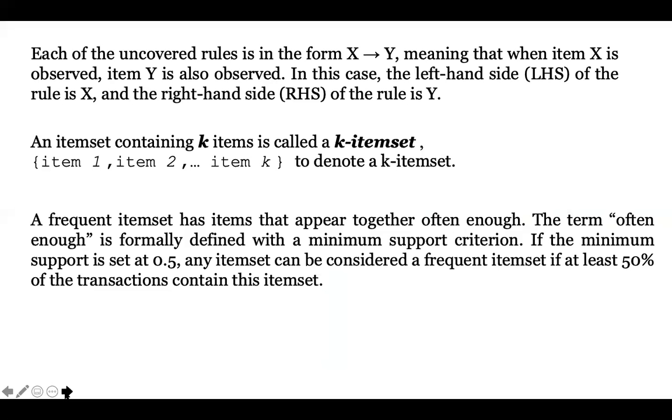So let's see now here. Each of the uncovered rules is in the form X implies Y. The meaning is that when the item X is observed, item Y is also observed. So in this case, the left hand side of the rule is X and the right hand side of the rule is Y. An item set containing K items is called a K item set. Item 1, item 2, all these are used to denote a K item set. All these are the subsets, item 1, item 2.